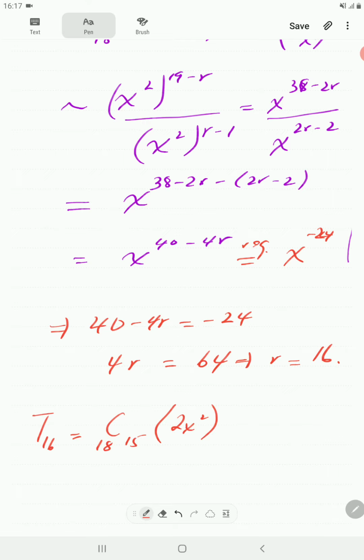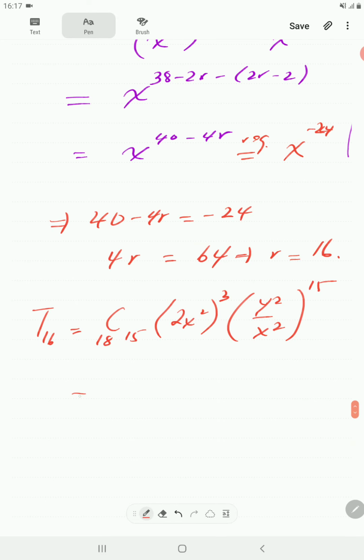Going to have 2x squared, y squared over x squared to the power 15. So that means this one is going to have to be 3. Combinations of 18 taking 15 at a time is 816. 2 cubed there is 8. It's going to be x to the power 6. Then we're going to have y to the power 30 over x to the power 30.